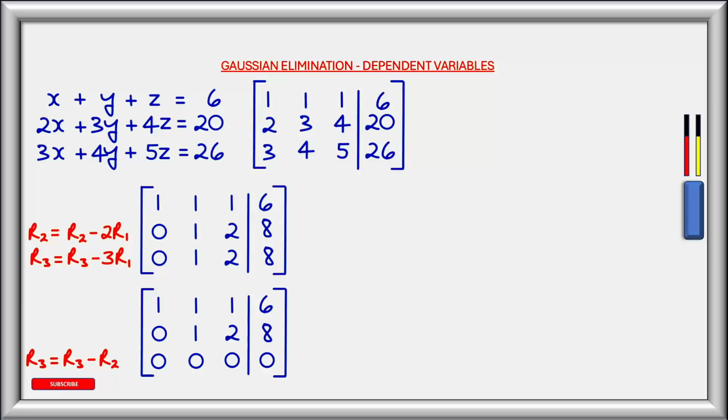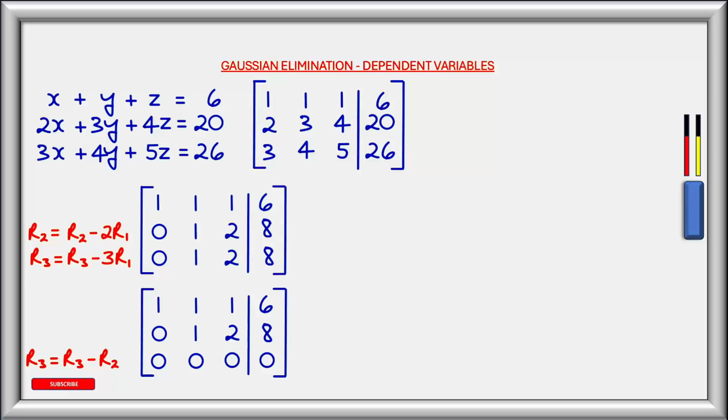So where does this leave us? We started this problem with 3 variables, x, y, and z. But right now, we only have 2 working equations left to solve for them. Whenever you have more variables than independent equations, you're looking at a dependent system with infinitely many solutions.